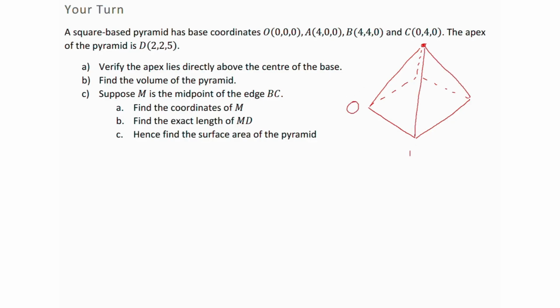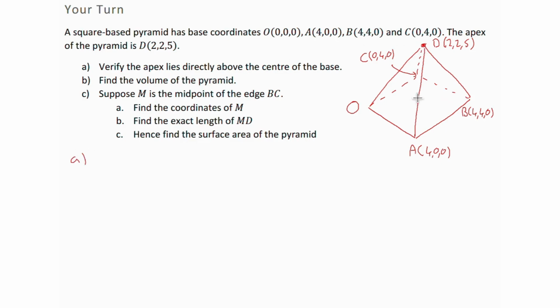I call this O, which is 0, 0, 0. This is A, which is 4, 0, 0. B, which is 4, 4, 0. And this point back here is going to be C, which is 0, 4, 0. And our apex D, which is 2, 2, 5. Okay. Verify that the apex lies directly above the center of the base.